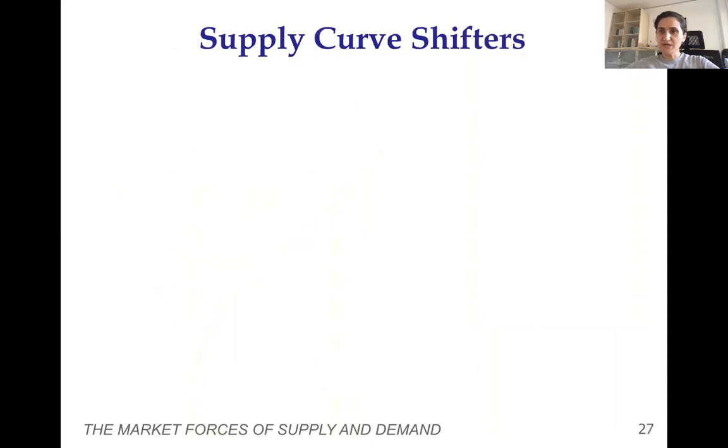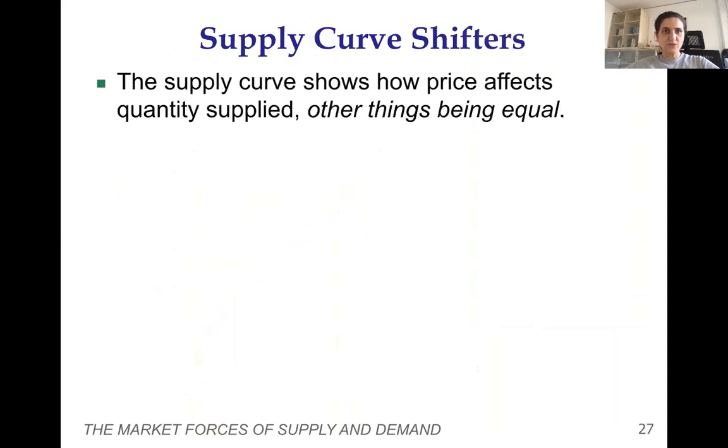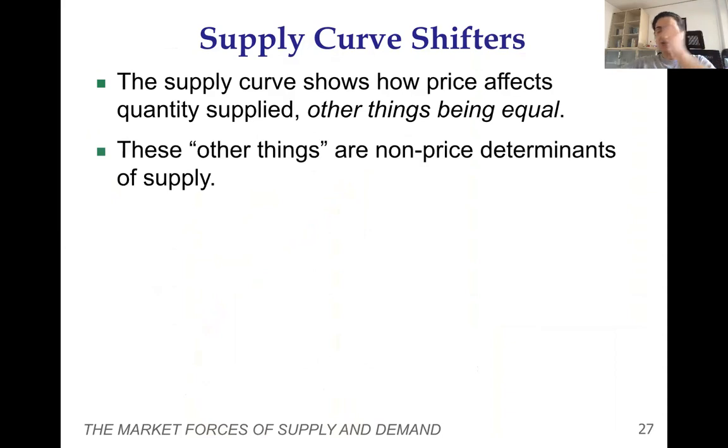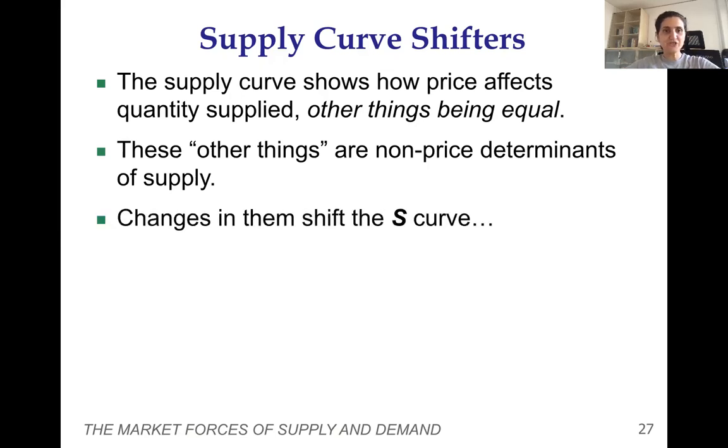Supply curve shifters, what are those? The supply curve shows how price affects quantity supplied, other things being equal. So if there's a change in the price, quantity supplied will change, and there will be a movement along the curve. The supply curve will not shift with a price change. These other things are non-price determinants of supply, and changes in them shift the supply curve.